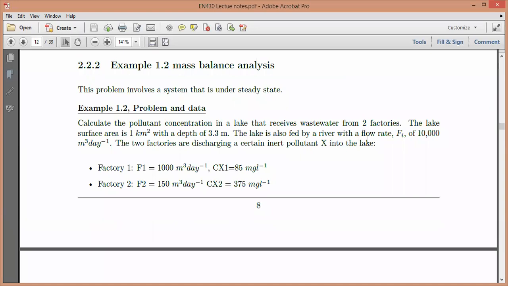Coming to the river, I don't think we're told in the question. Let's come back to the question. The question just tells us that, it just gives us the flow rate of the river, which is 10,000 cubic meters per day. So meaning from what we've been given, since there's information missing on the pollutant X in the river, it means that we assume that the river has 0 concentration of pollutant X.